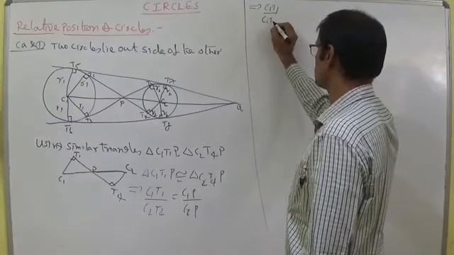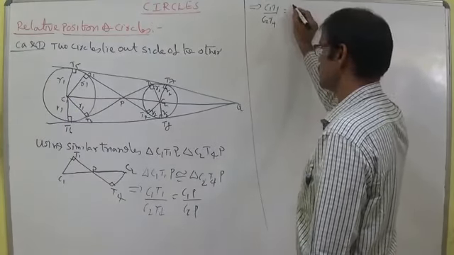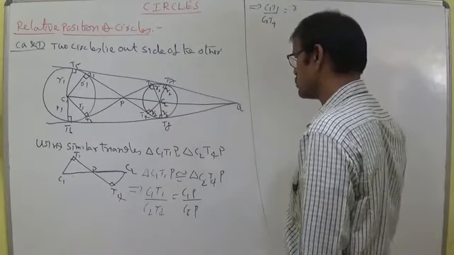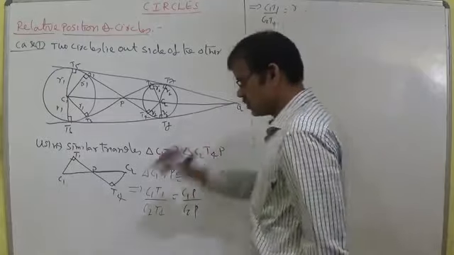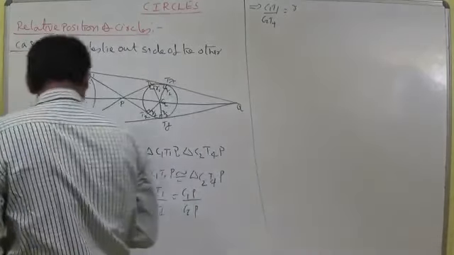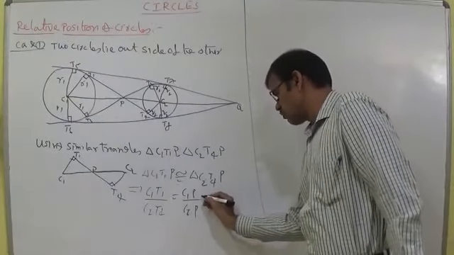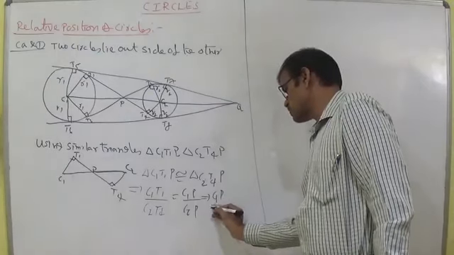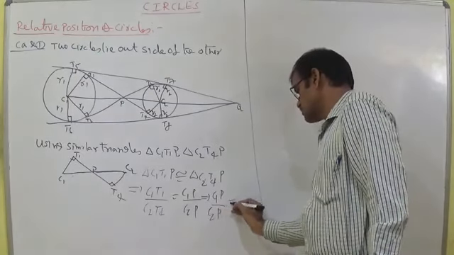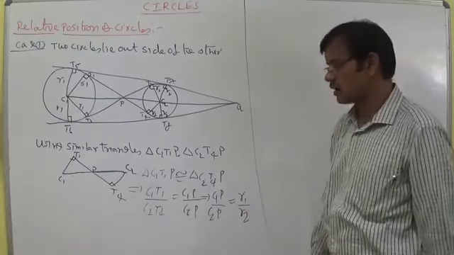C1 T1 by C2 T4 is equal to C1P by C2P, where C1 T1 means R1 and C2 T4 means R2. So you write like this. Directly you can write R1 by R2 is equal to C1P by C2P. That implies C1P by C2P is equal to R1 by R2.